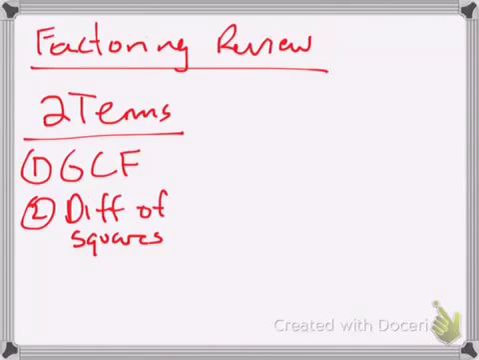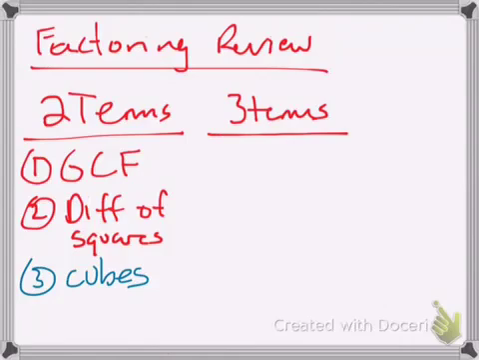So difference of squares. Now, we're not covering this in Algebra 1, but in Algebra 2 you'll learn how to factor cubes. And that's the third thing that you look for if you're factoring 2 terms. If you're factoring 2 terms, it can be GCF, difference of squares, or cubes. Okay? What about 3 terms?